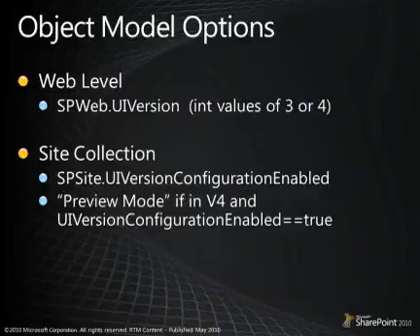From the object model point of view, changing the user experience mode is extremely straightforward. There's a new UI version property available on the SPWeb object, which can be used to toggle between the modes. Currently supported values are 3 and 4, which mean 2007 and 2010. Preview mode can be configured from the site collection using the UI version configuration enabled property.